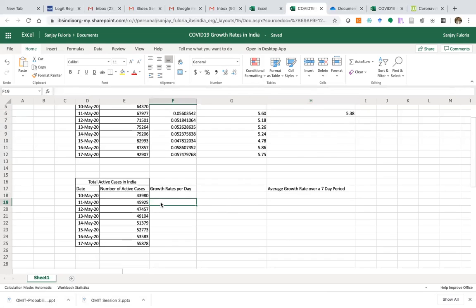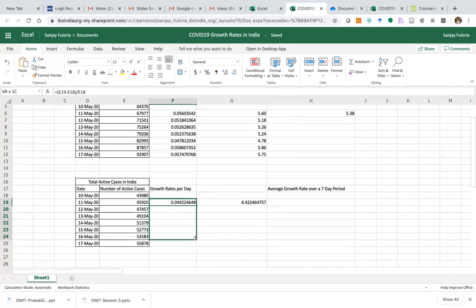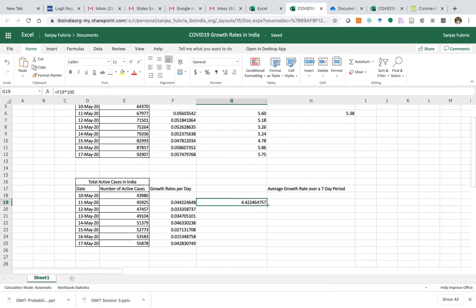Okay, so again the growth rate will be the current value minus the previous value divided by the previous value. So again, let's multiply this number by 100 to get the percentage. And we'll copy this formula across. And let's decrease the number of decimal places to 2.